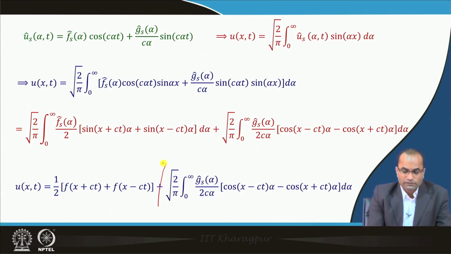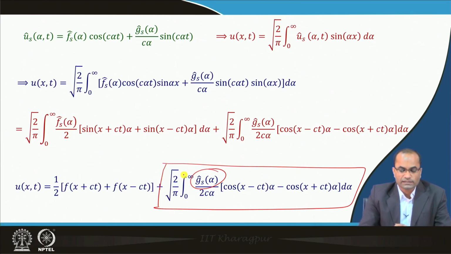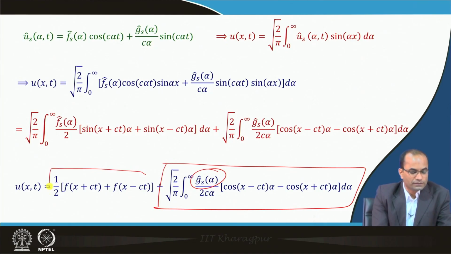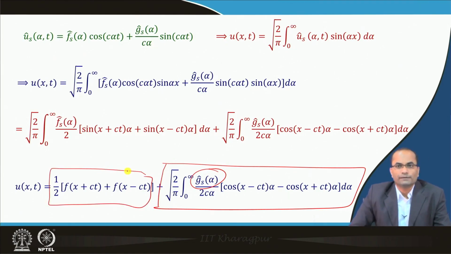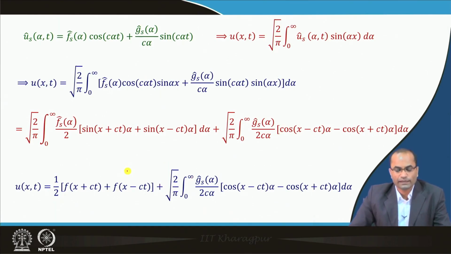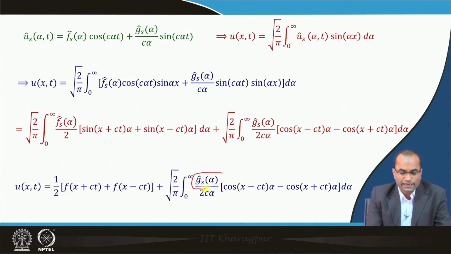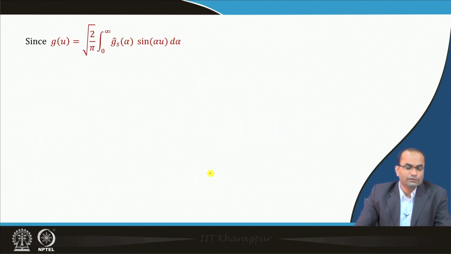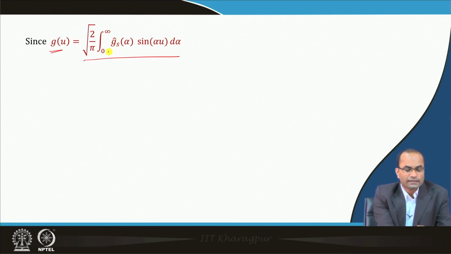So, here we need some more simplifications, because this g s hat is sitting there and we do not want to see the Fourier sine transform of g. We want to have a solution directly given in terms of g. The first term is fine, because this is given absolutely in terms of f now. So, for the second term we have to again do some calculations, because this g s hat alpha is the Fourier transform of g(x). So, here we will use this inverse formula, that g(u) we can get as the integral of g s hat alpha sin(alpha u) d alpha.